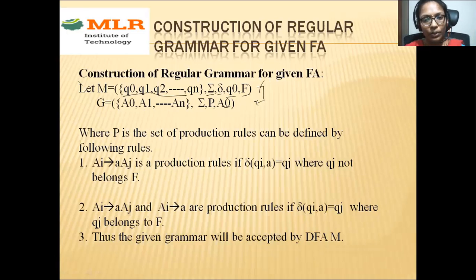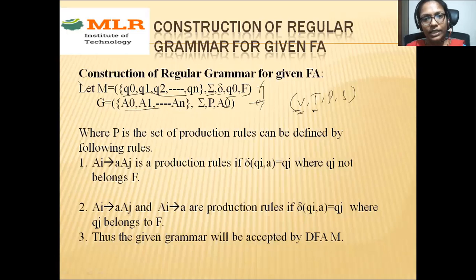So now for this, the equivalent grammar, the regular grammar. How to represent this regular grammar? Generally we know the regular grammar can be represented using V, T, P, S. What is V? V is nothing but the set of vertices, which are equivalent to states. So in these vertices, what are the vertices we are taking here? A0, A1 and so on, An.